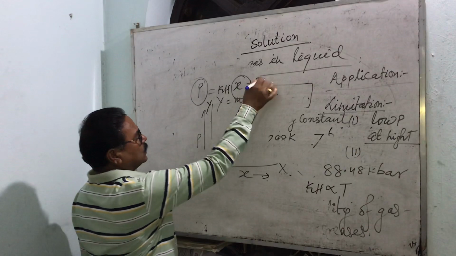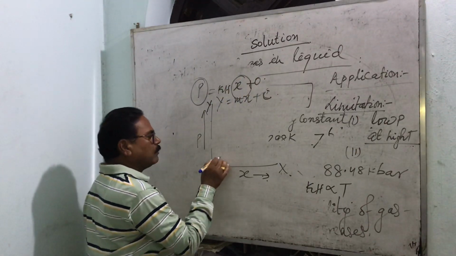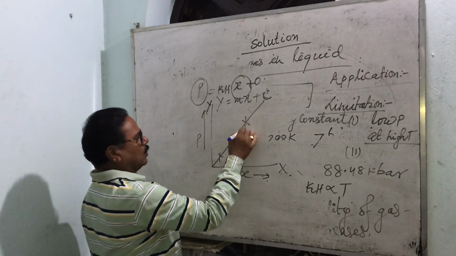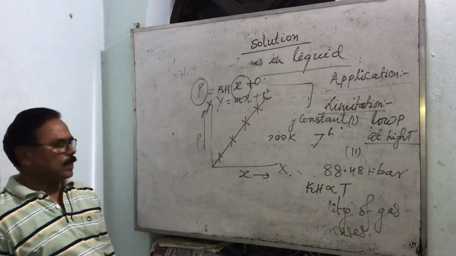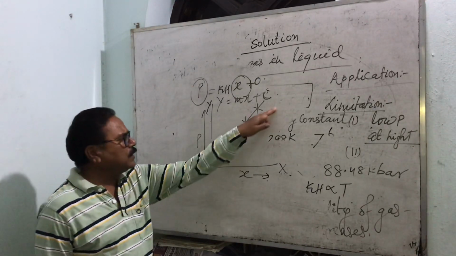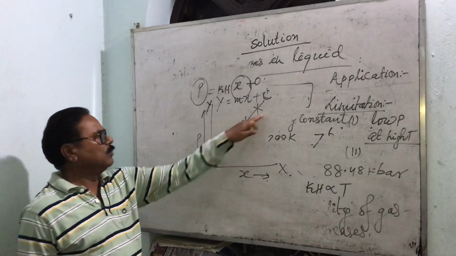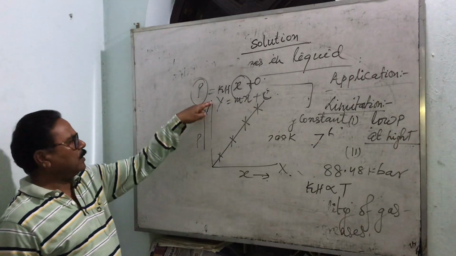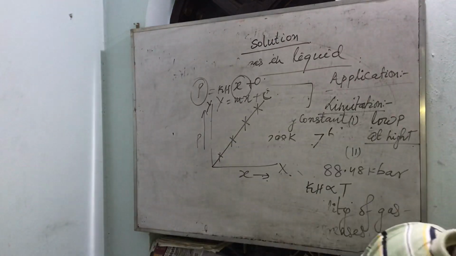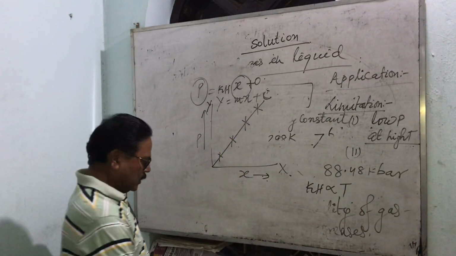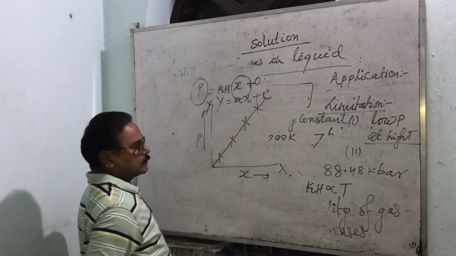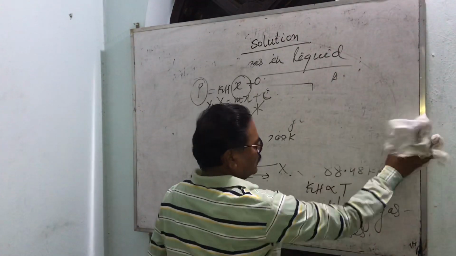Here it is 0, so the line will pass through the origin. As soon as the pressure increases, the solubility of the gas in terms of mole fraction will increase. That can be proved by plotting a graph. Now we take another example for numericals, to make this clear.